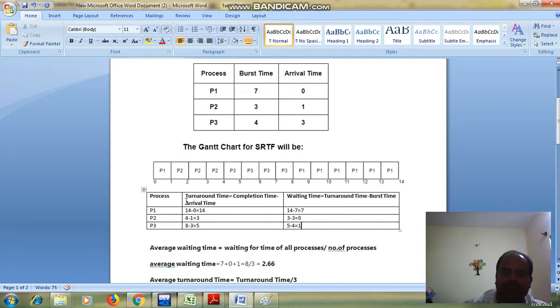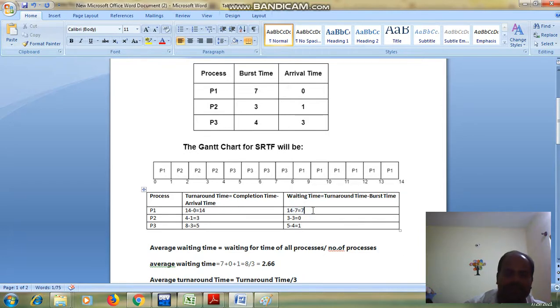For P1, it is waiting from 1 second till 8 seconds. After that, it is not waiting from 8 to 14, and from 0 to 1 also it is not waiting. So let us count how long P1 is waiting: 1 second, 2, 3, 4, 5, 6, 7. So it waits 7 seconds.